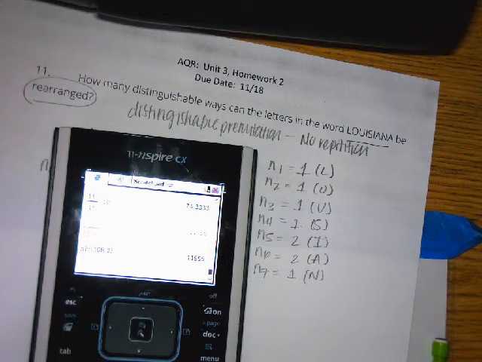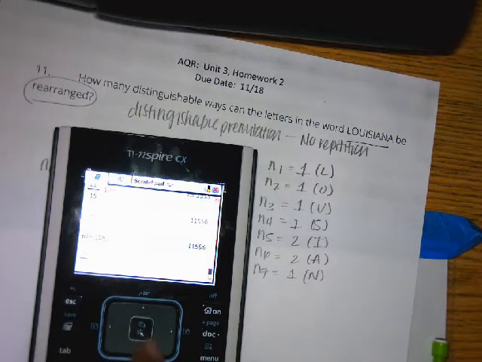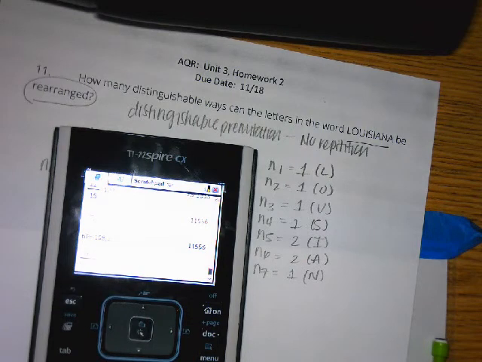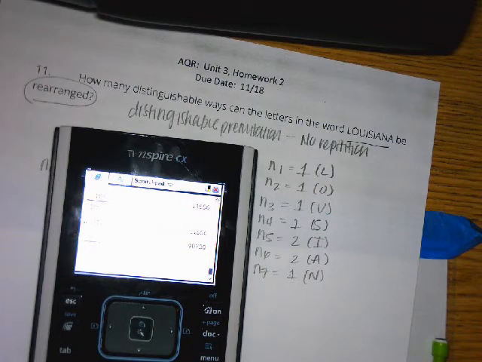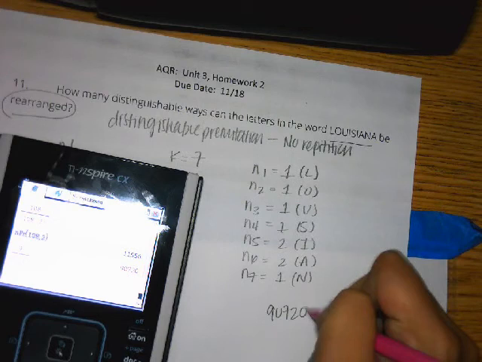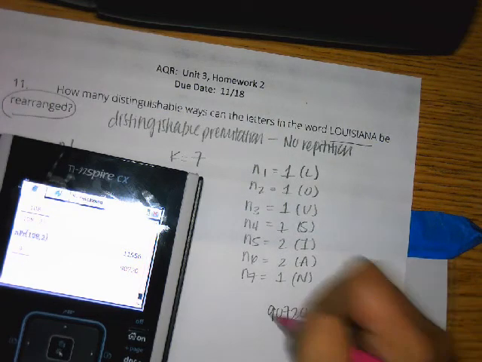So it would be 9 factorial over 2 factorial times, wow, that's a mistake, times 2 factorial. And if done correctly, you should get 90,720 possible ways to rearrange Louisiana with no repetition.